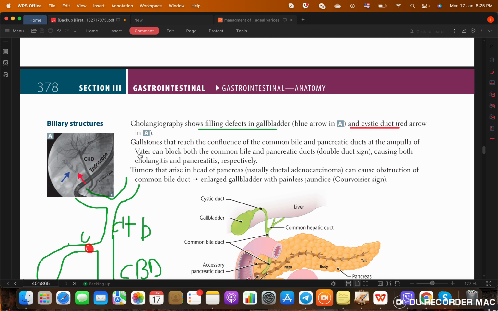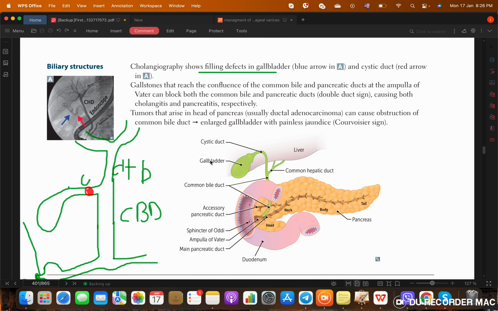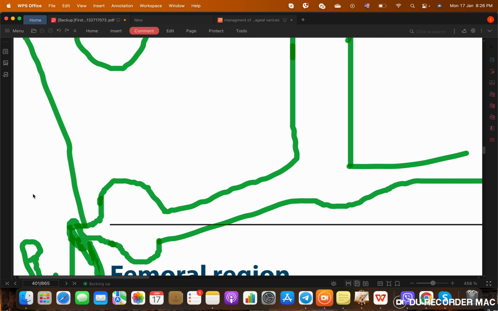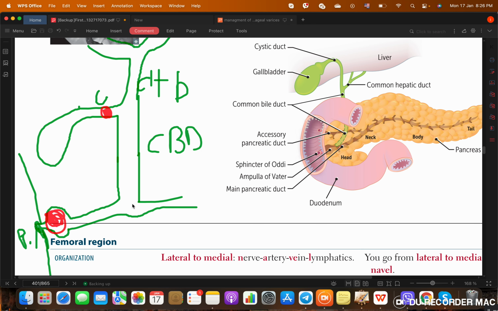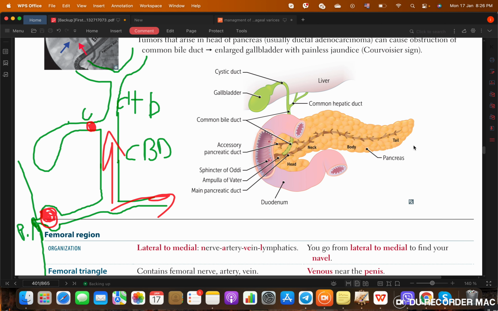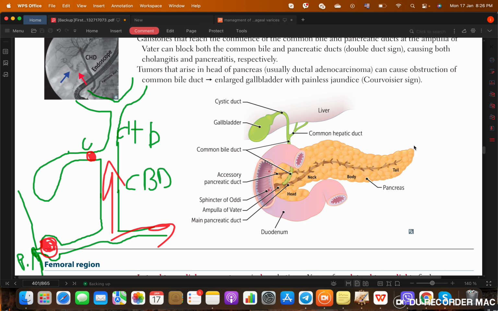Okay, and the cystic duct. A gallstone that reaches the confluence of the common bile duct and the pancreatic duct at the ampulla of Vater can block both the common bile duct and the pancreatic duct, causing both cholangitis and pancreatitis respectively. Basically, they are telling us if there is a stone here, there is going to be a backflow to this side and to this side, leading to pancreatitis and cholangitis. Both of them. You get 2 for 1.